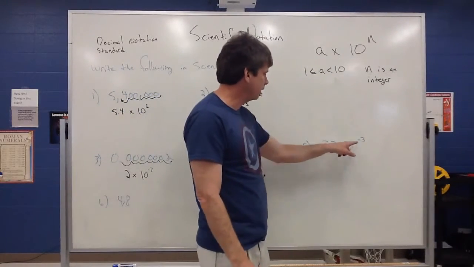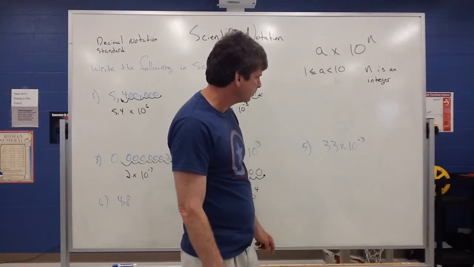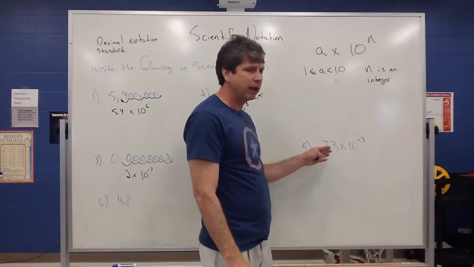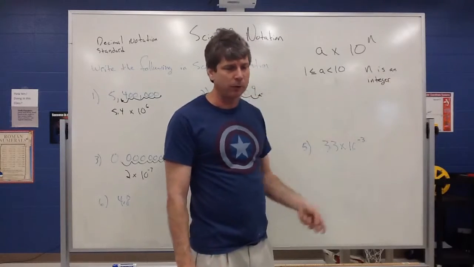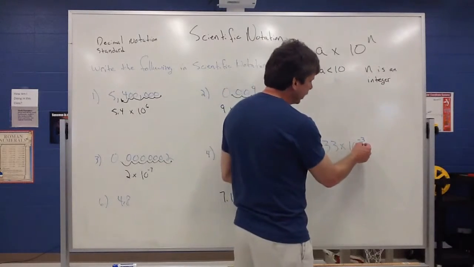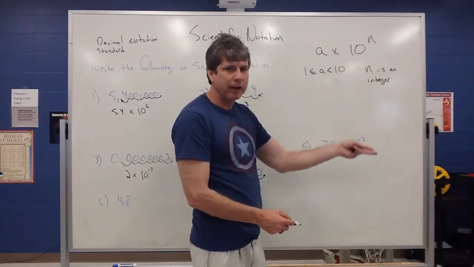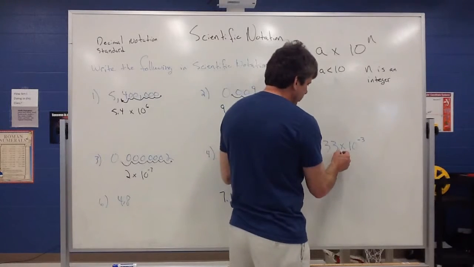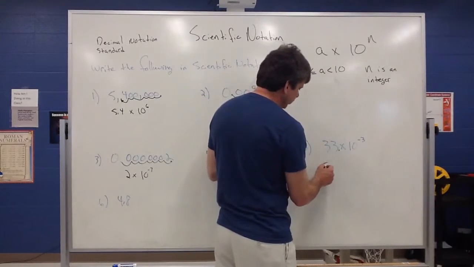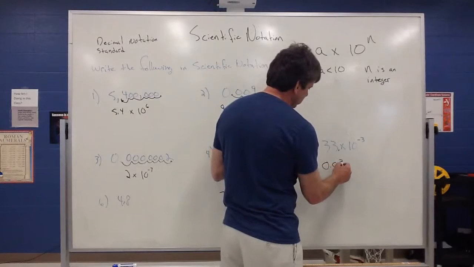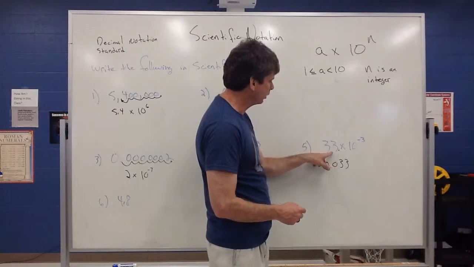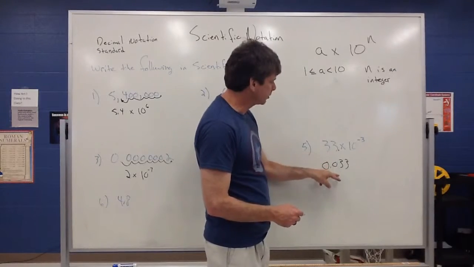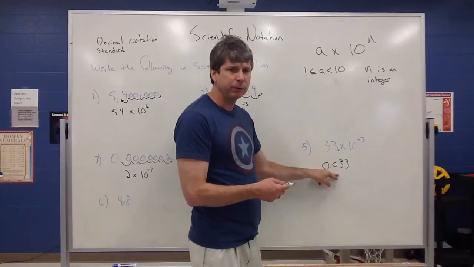So let's look at 33 times 10 to the negative 3. Now again, this is not scientific notation. What I want to do is maybe take a step back and then go a step forward. So the 10 to the negative 3 means to actually slide the decimal 3 places to the left. So notice how my decimal's there. So that's going to change that to 0.033 because I have to move it over 1, 2, 3. So this can be changed back into decimal notation.